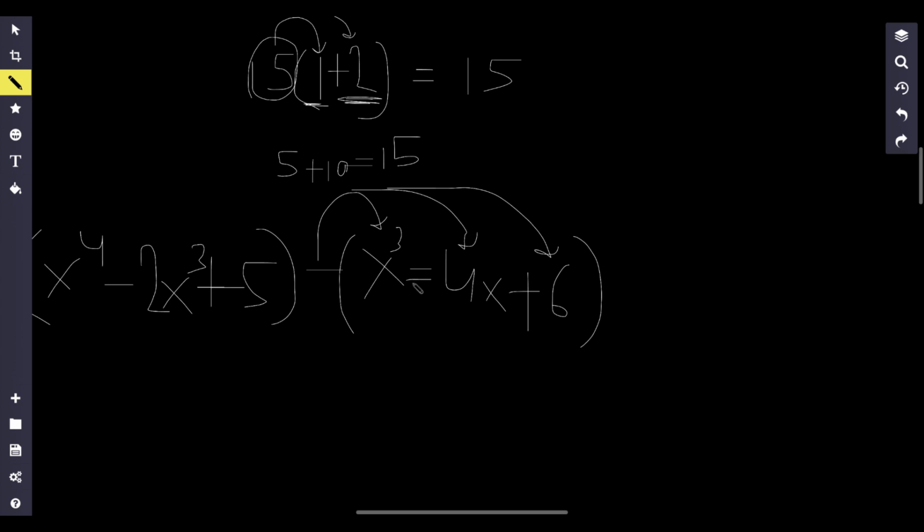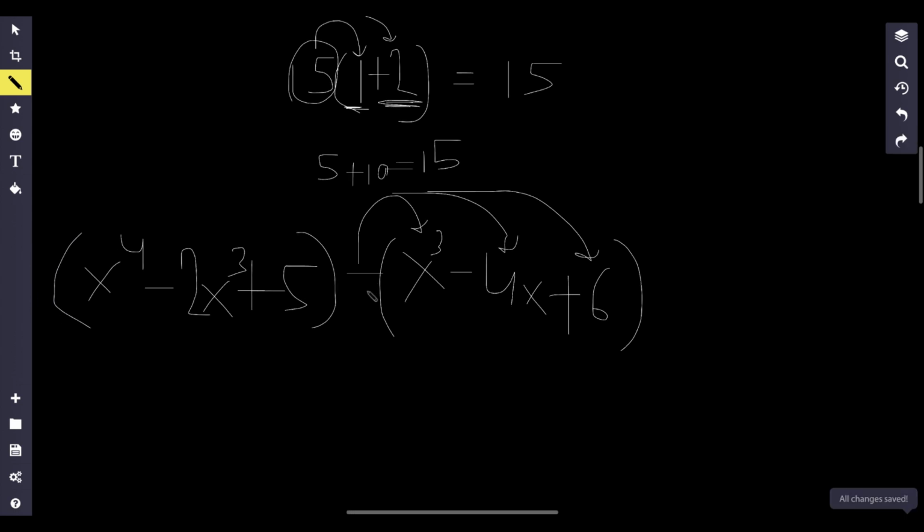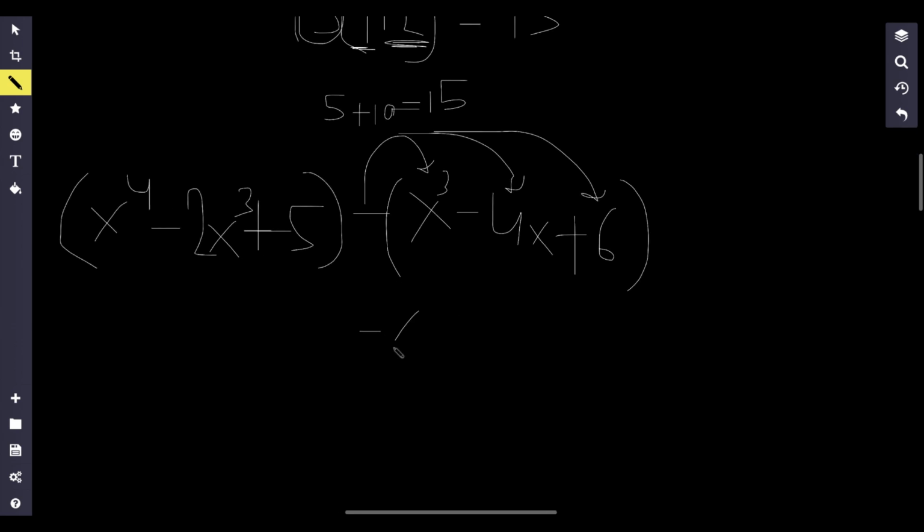So this negative sign just stays put. But if this negative sign is outside of parentheses, that's when you distribute it to all the terms. So keep that in mind. So we're going to have negative times x to the 3rd power is just negative x to the 3rd power.